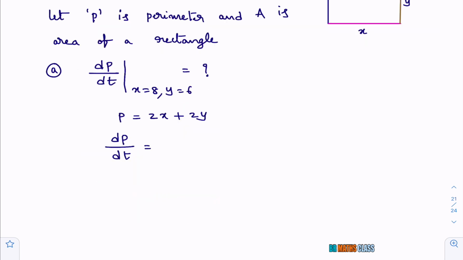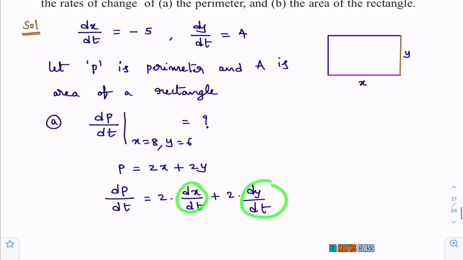dP by dt equal to 2, which is constant, now take it outside. Derivative of x with respect to t is 2 times dx by dt plus 2 into, if we differentiate this with respect to t, d by dt of y is dy by dt. You can observe in this there is no x and y. Here dx by dt, dy by dt is there. You can observe in the given data dx by dt, dy by dt both are there. So I'll substitute dx by dt, dy by dt values in this.